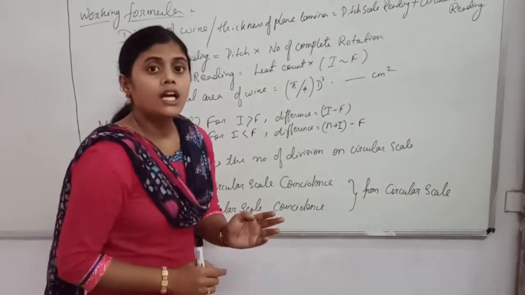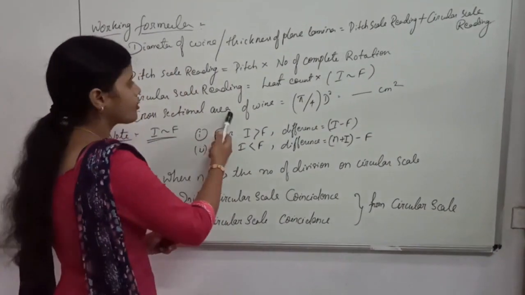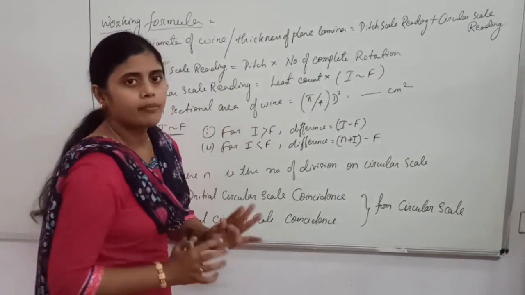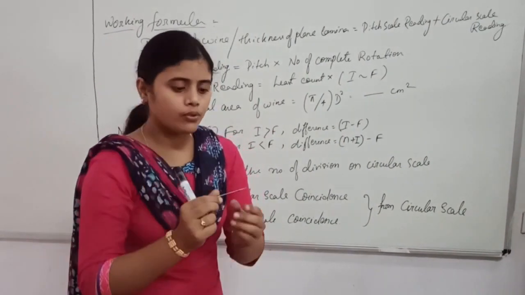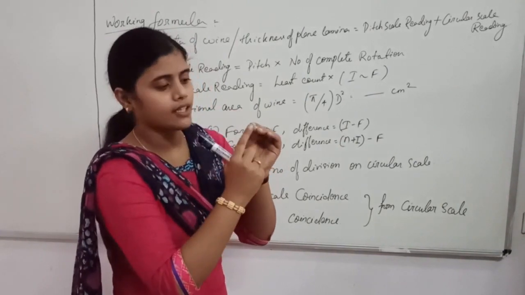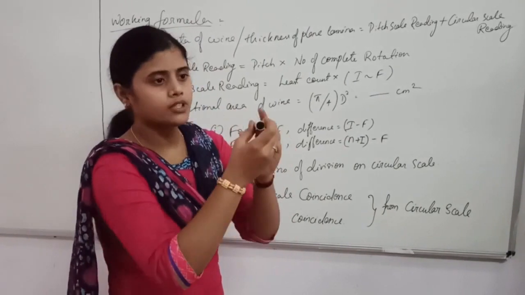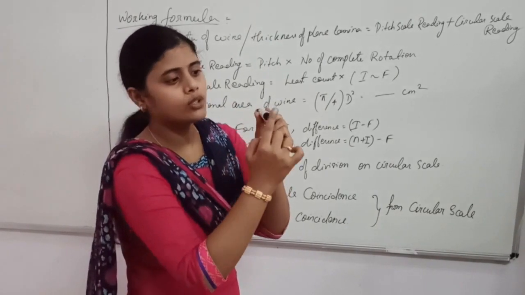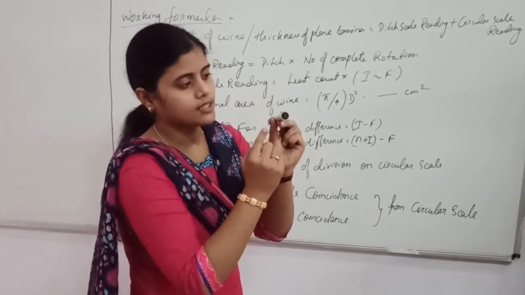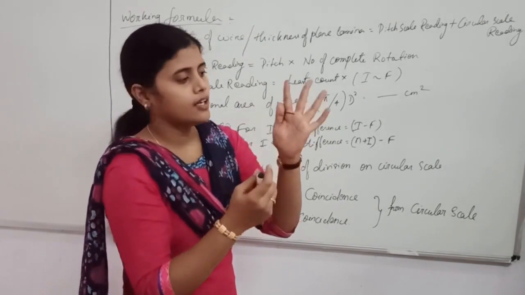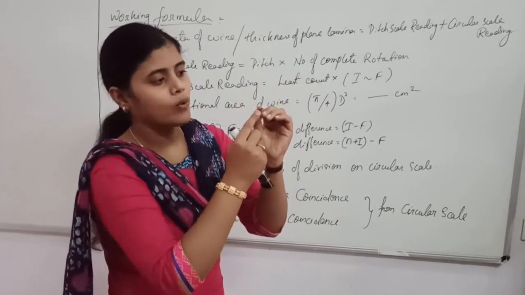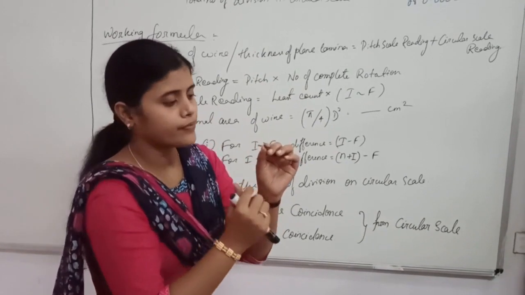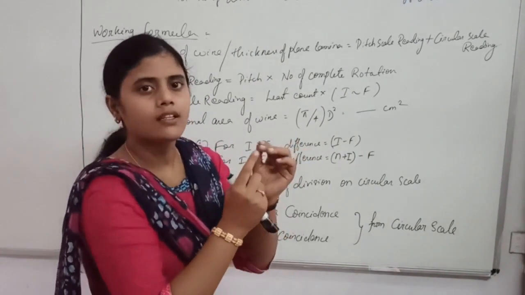After finding the diameter, we will use the formula to find the cross-sectional area of a wire. Cross-sectional area means what? A thin wire is given to you. Cross-sectional means this area. Suppose this is a pen, suppose this is a wire. This area you have to find. If you cut it, this area looks like a circle. In this wire also, if you cut it, the cross section will give you an area that looks like a circle.